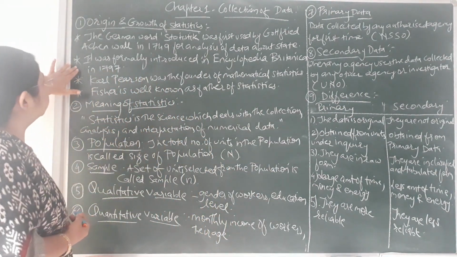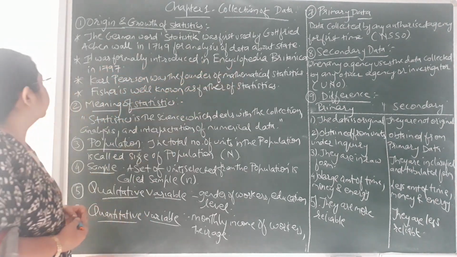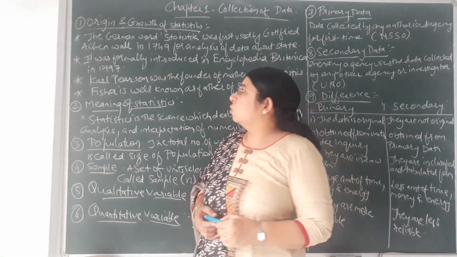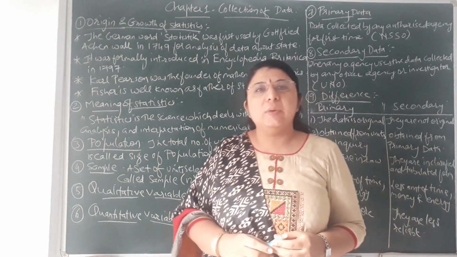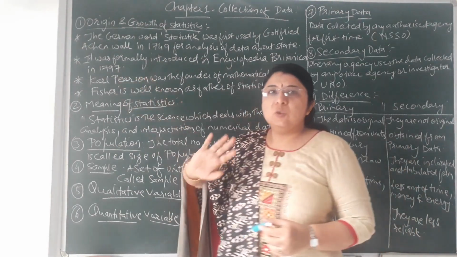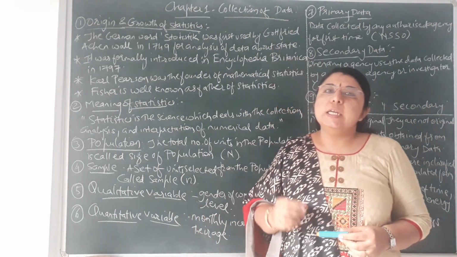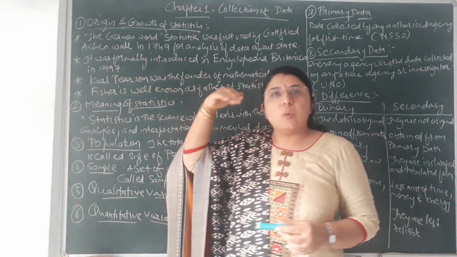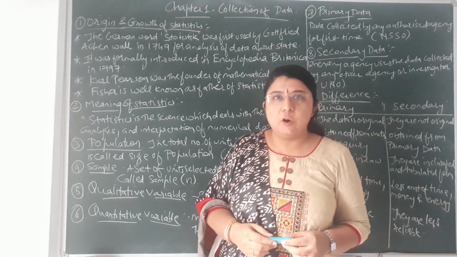Now the second point I have written is that it was formally introduced in the Encyclopedia Britannica in 1797. It means the word statistic was also introduced in the Encyclopedia. You are very much familiar with what the Encyclopedia Britannica is. So in the year 1797 the word statistic was formally introduced in the Encyclopedia Britannica. It means that from history itself, statistics is very useful in each and every field of life.